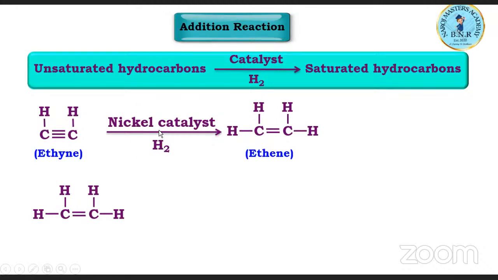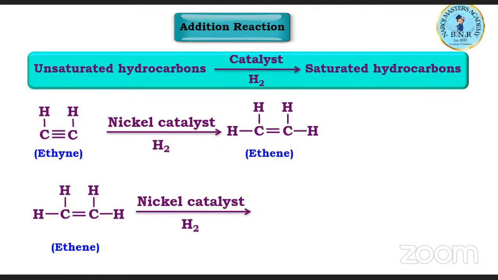So in the presence of what? Nickel catalyst. With which element do we have to react again? Hydrogen, H2. Why? Because a double bond is there. If you react hydrogen gas with this double bond, meaning with this ethene, in the presence of nickel catalyst, is it right?